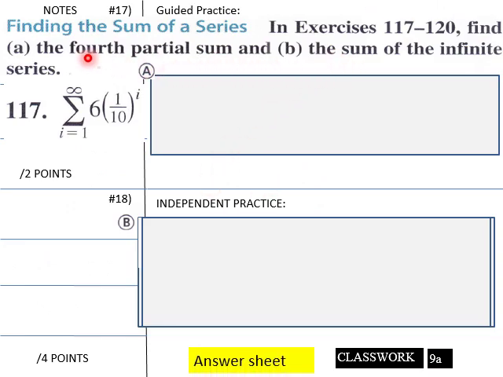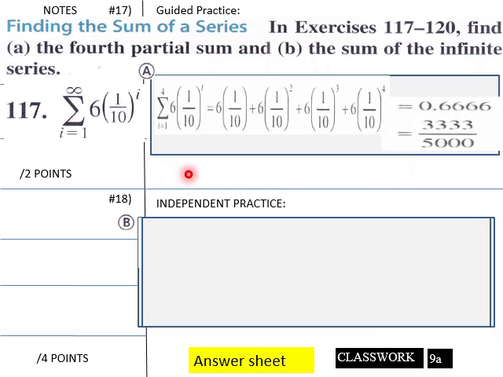Okay, so in this one here, find A, the fourth partial sum, and B, the sum of the infinite series here. So our upper limit is infinite. Our lower limit here would be 1. And then here is our index, 6 times 1 over 10 to the i power.